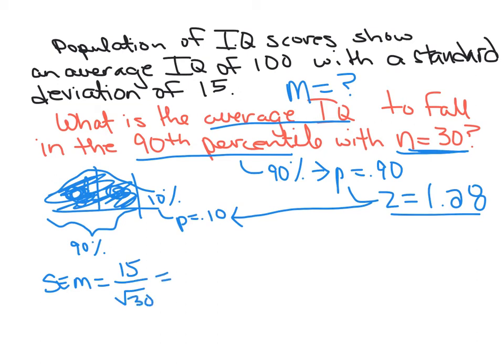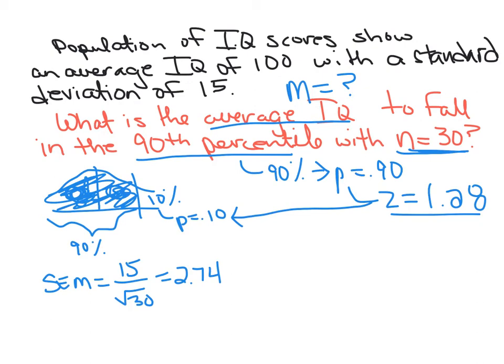So I think we did this once before, but we'll do it again. Plugging that into your calculator, you should get 2.7386. We'll round that to 2.74, so that we can actually plug that in to solve for the mean.